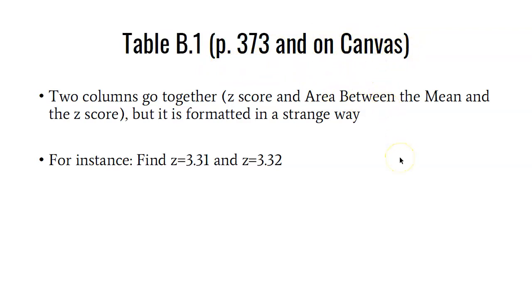So the way that you read this table, it's sort of weird. It's actually only a 2-column table, but they're looped, right? Because otherwise you would just have this really skinny table on many, many, many pages. So the 2 columns that go together are the z-score and the area between the mean and the z-score. But it's formatted in this weird way where it goes all the way down and then down the next page before looping back. So pause here, find the table, and I want you to find z equals 3.31 and z equals 3.32.